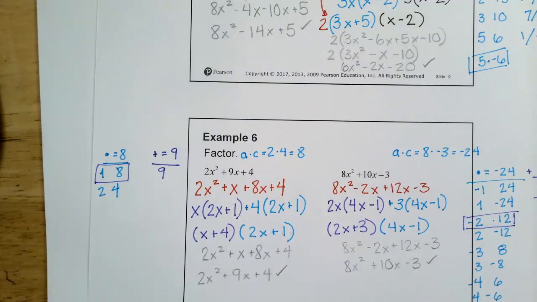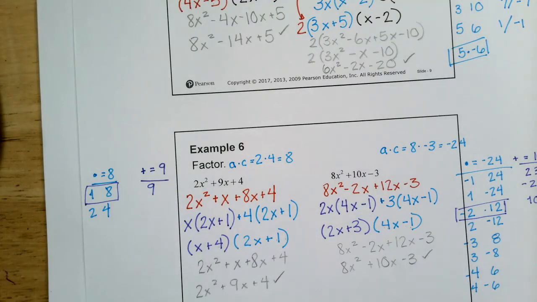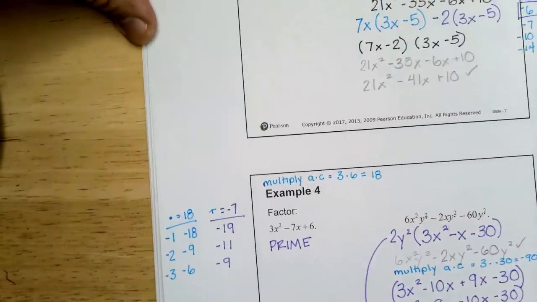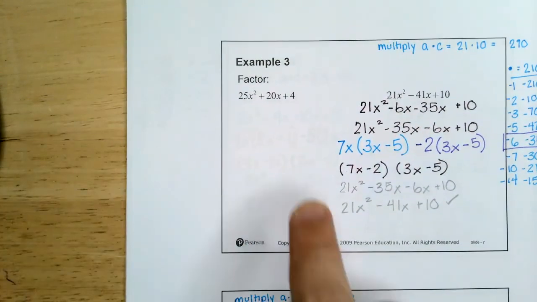Okay. And then I said I skipped that very, very first example. See if I can even find it. All right, example 2. No, we already did that one. Where are you? Here it is. All right, we said 25x squared plus 20x plus 4.